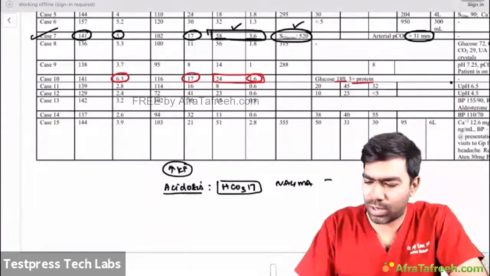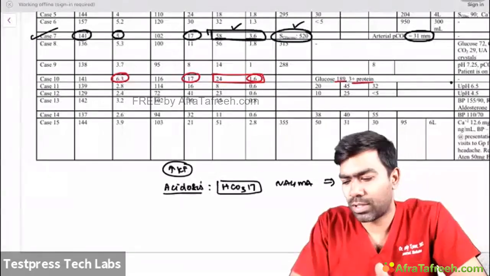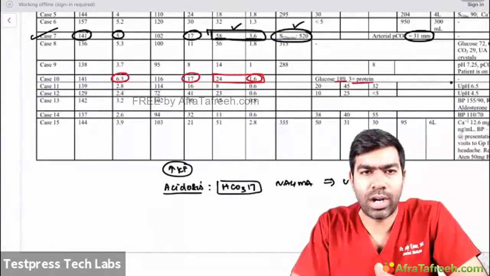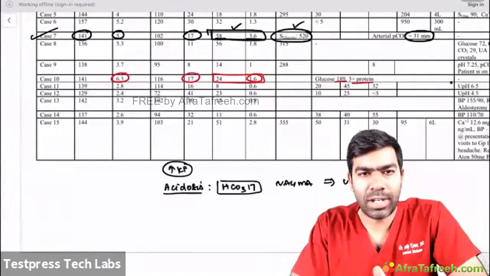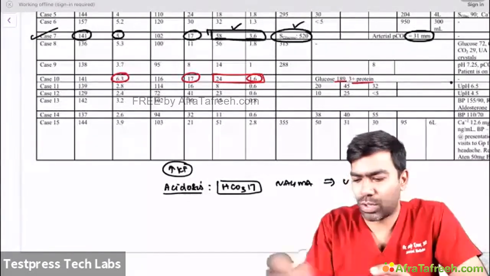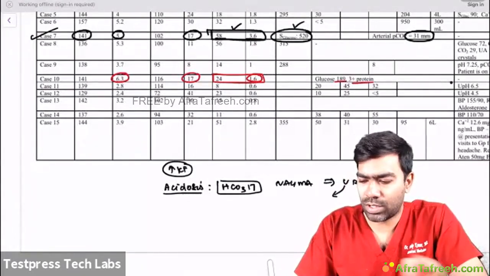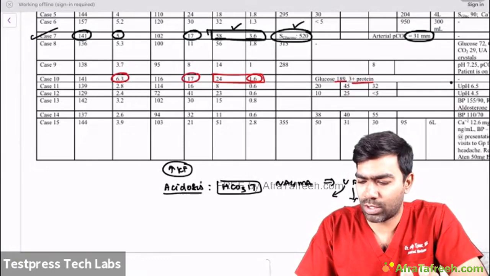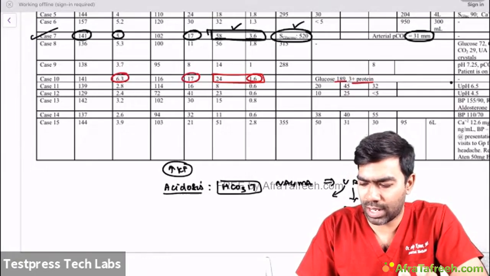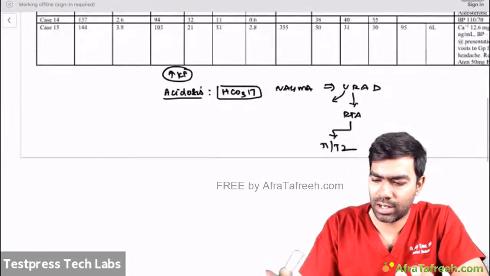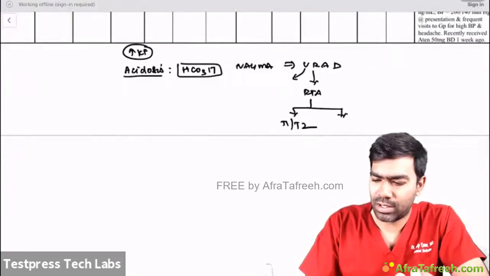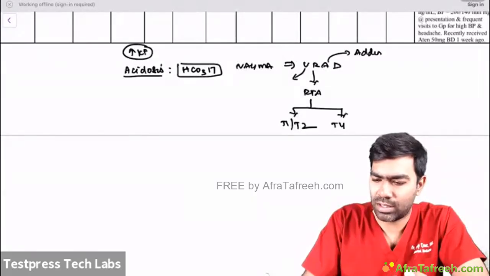So since I know it's NAGMA, let me see the USED RAD causes. So these are the usual causes. If the patient is having NAGMA, what could be the causes? It could be ureterosigmoidostomy, or it could be renal tubular acidosis. Renal tubular acidosis, we know it's type 1 versus type 2 RTA. Then I have a type 4 hyperkalemic RTA. Then I have Addison disease. Then I have diarrhea also.